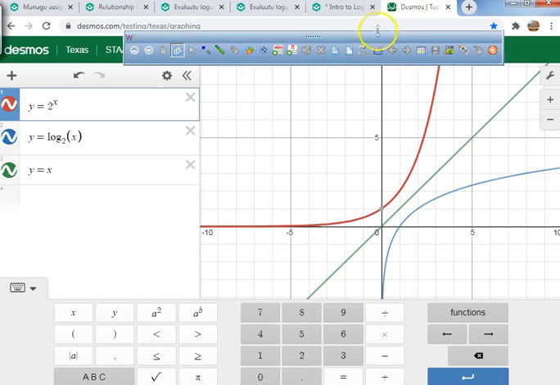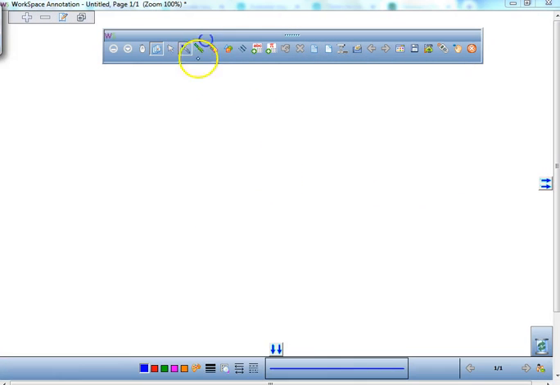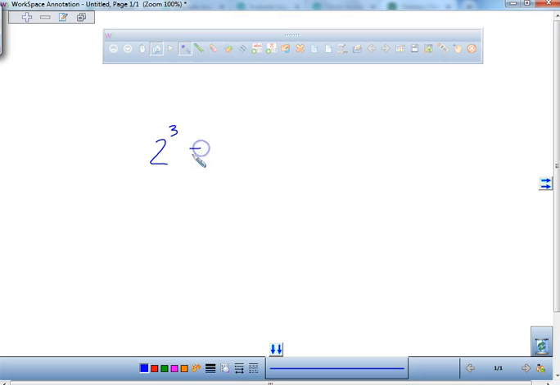So what I'd like you to do right now on your paper is we're going to write one of the most basic understandings of an exponent. I'd like you to write 2 to the power of 3 equals 8. Now, this is in the form of b to the power of x is equal to y. b raised to the power of x is equal to y.